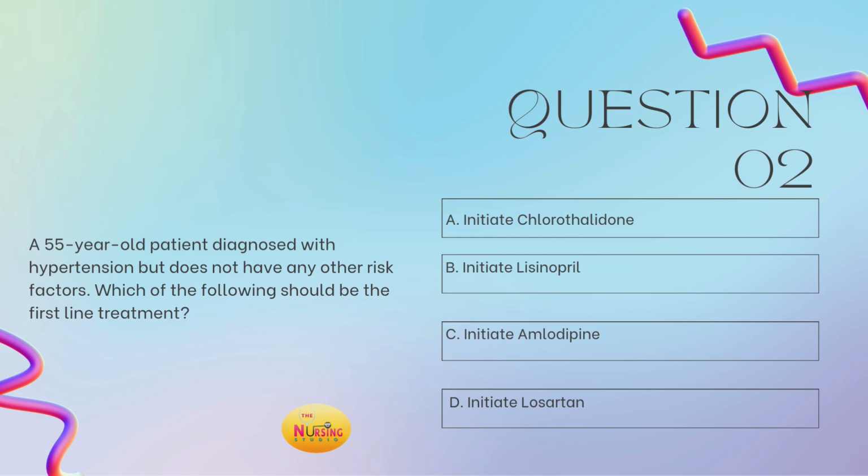So they don't have any risk factors. So there's no reason to rule out the thiazides. So that's your best answer. You want to start with A, initiate chlorothalidone, as it's a thiazide, right?